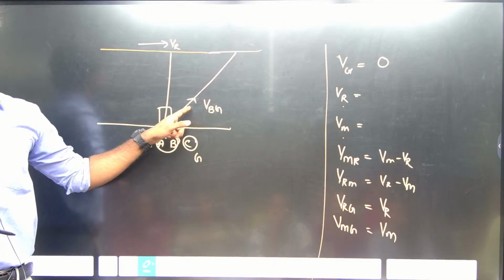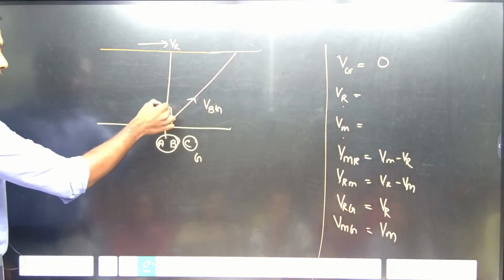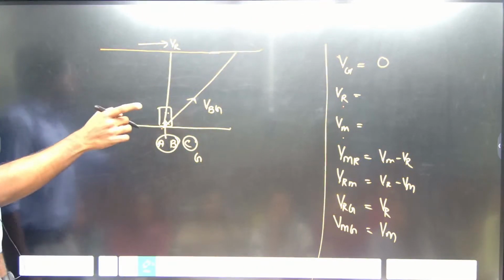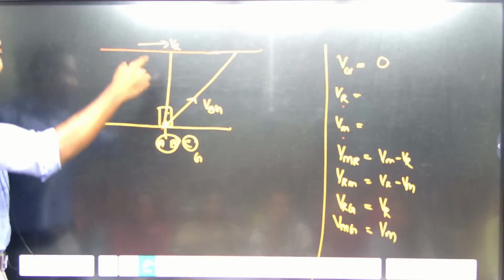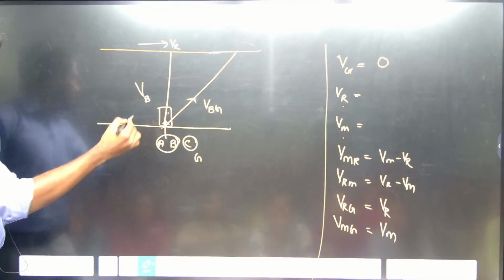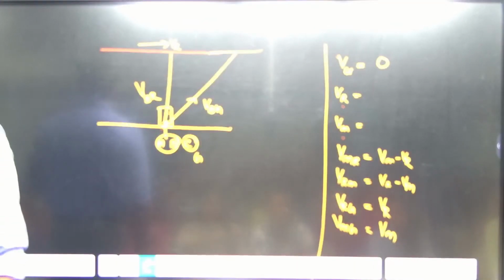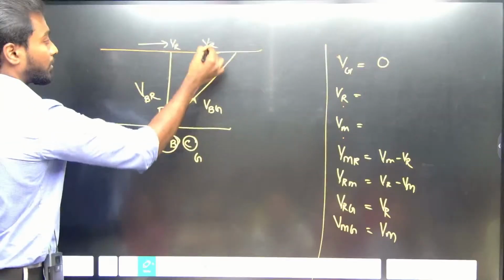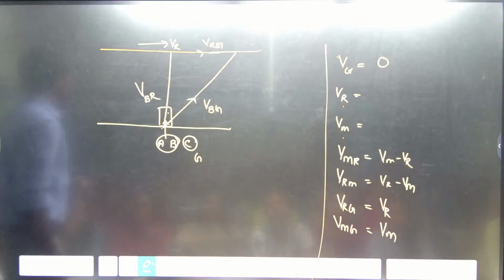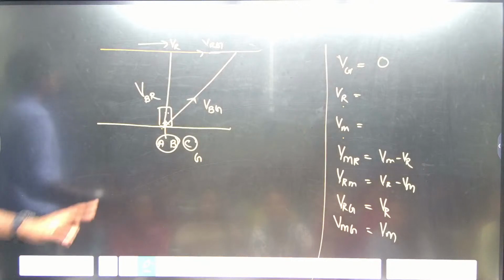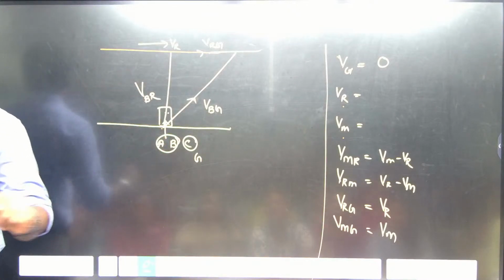They are both sitting here. What they are thinking is they are going in a straight line. So this is the velocity of the boat with respect to river. Any doubts here? So this is the velocity of the river with respect to ground. That's it. If you understand the three things, enough.